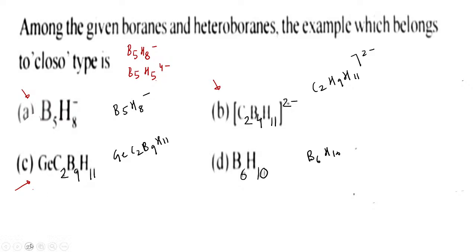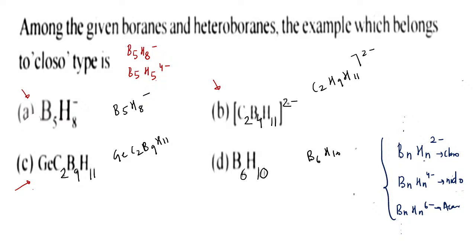Okay, so what you need to understand before solving this question: if the system is like BnHn 2 negative, then this system is closo. If the system is like BnHn 4 negative, then it's nido. And if the system is BnHn 6 negative, then arachno, and so on and so forth. Basically this is the format you have to remember. So this is B5H5 2 negative. You can see it's BnHn 4 negative, so this structure is nido.